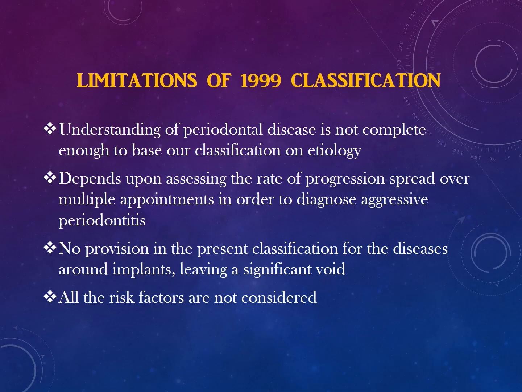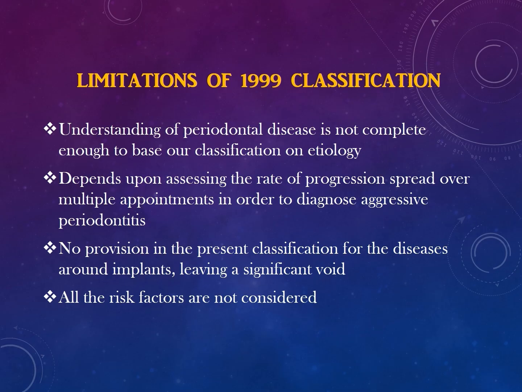So it is not possible to call our patient for repeated visits to just place him or her under specific disease entities such as aggressive periodontitis or chronic periodontitis. No provision in the present classification for the diseases around implants, leaving a very significant void. And all the risk factors such as smoking and diabetes mellitus are not considered in this classification.